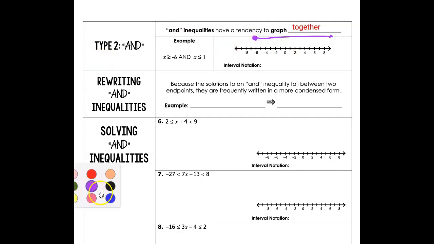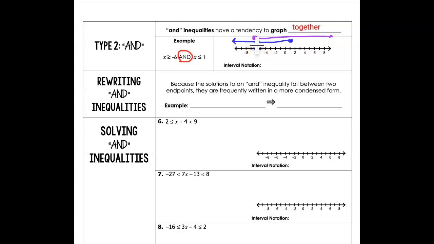And I also want x to be less than or equal to 1. So that would be here, and we would go to the left. Now for this one, we only want the numbers that are a solution to both of these inequalities. That's what this AND means.